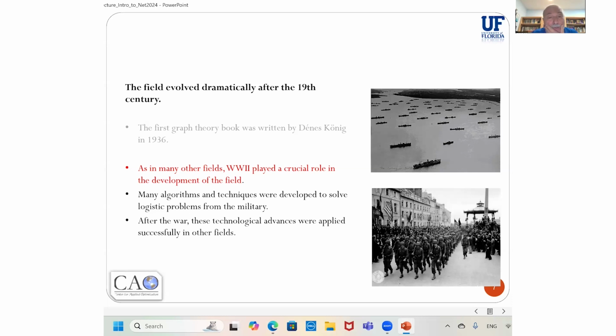And one of the major problems they had to solve was supply chain network problems. Many algorithms and techniques were developed to solve logistics problems for the military. And after the war, these technologies were applied successfully to many other fields.